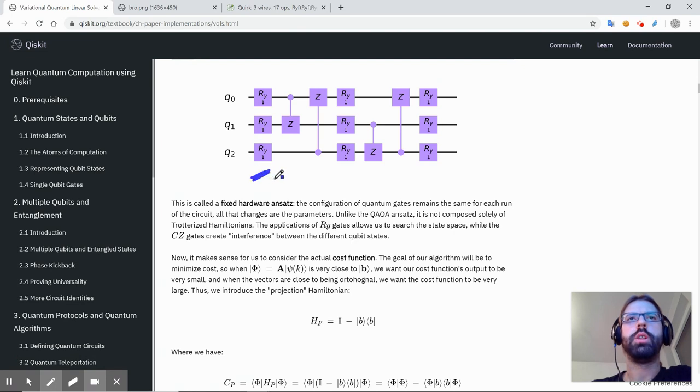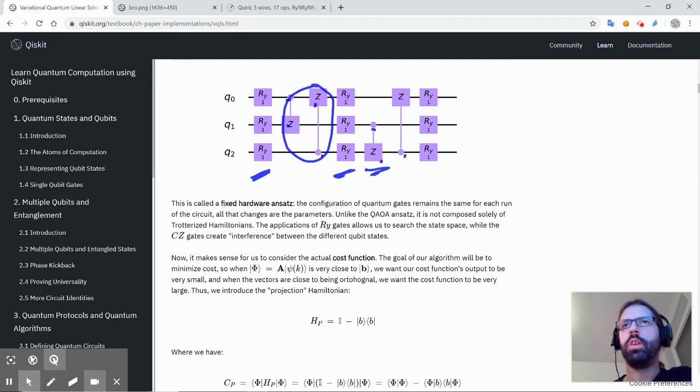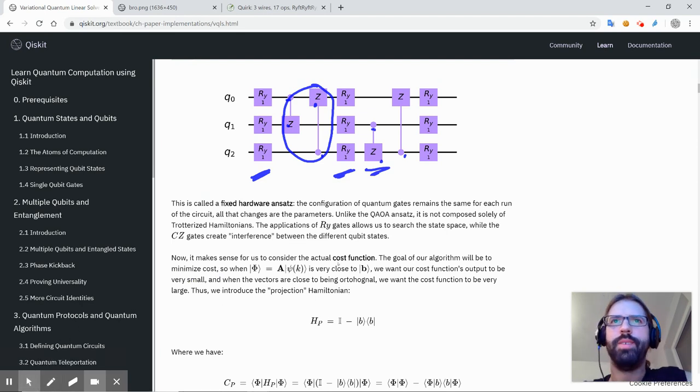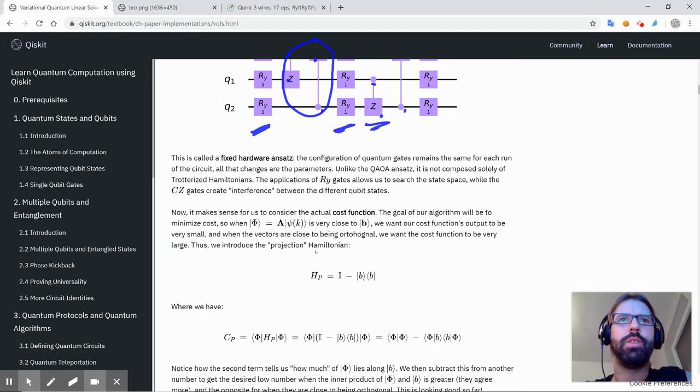A layer of rotations, and then a possible combination of control Zs, so qubit 0 and 1, and 2 and 0, and then another rotation, and then the other combinations. I don't know why you do it this way, but it's good that it's explained. Now it makes sense for us to consider the actual cost function.